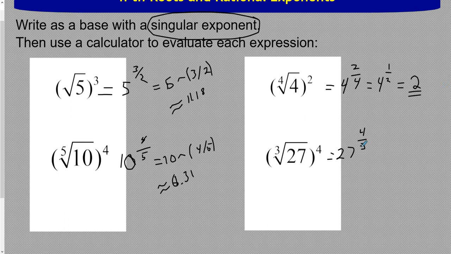We don't even need a calculator. We can do something similar down here if we think carefully. So I need the cube root of 27. That's what this thirds means. So cube root of 27, I know is 3. So really that's just 3 to the fourth.